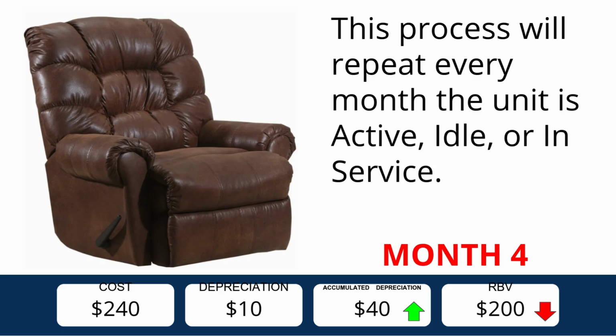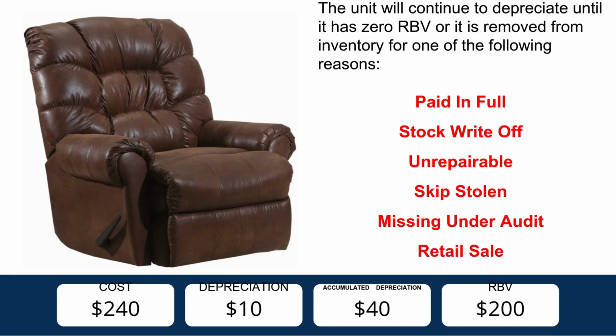In the fourth month, the process repeats and our RBV lowers to $200. This unit will continue to depreciate until it has zero remaining book value or it is removed from inventory for one of the following reasons. The item could be paid in full by a customer. The item could be removed as a stock write-off in the event that there's an inventory discrepancy. The item could be removed because it's unrepairable and we can no longer rent it because of its condition.